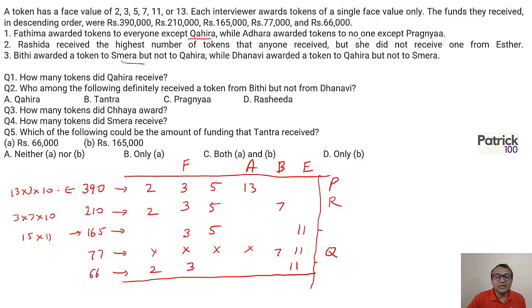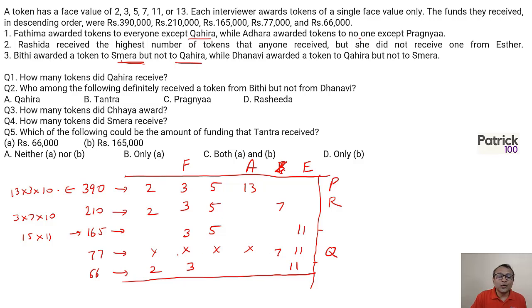I know B has to be this, given token to Q. B has given token to... I'll just go back one step and then work on this, I made a mistake. So again, B awarded token to Smira but not to Kahira. Not to Kahira will be either 5 or 2, because we already know 3 and we already know 13 who are there. So it can be 5 or 3 or 5 or 2.